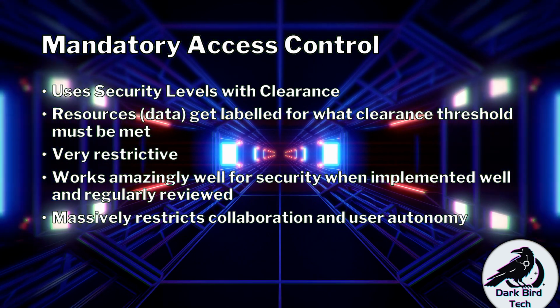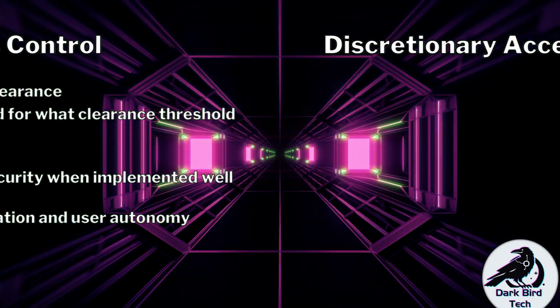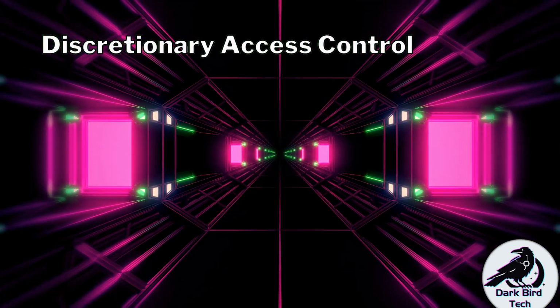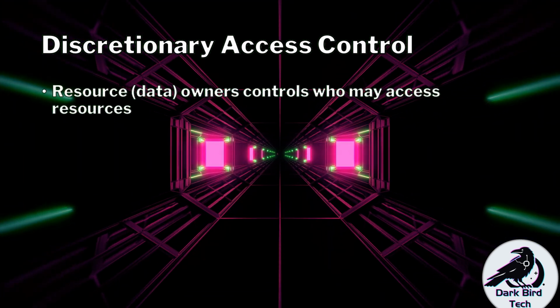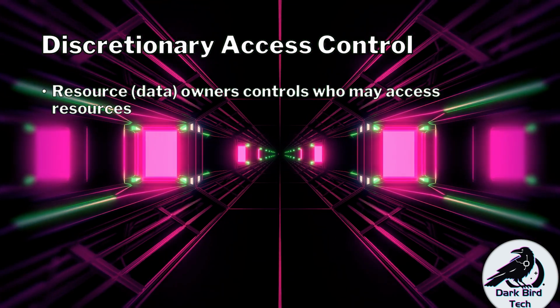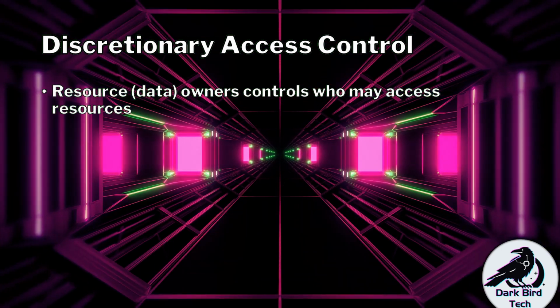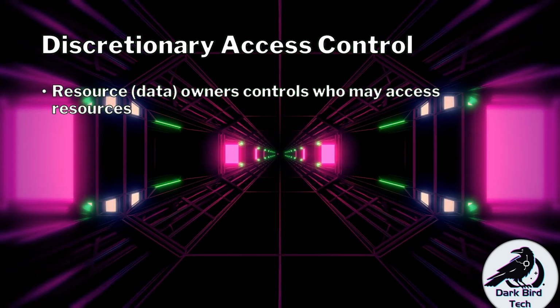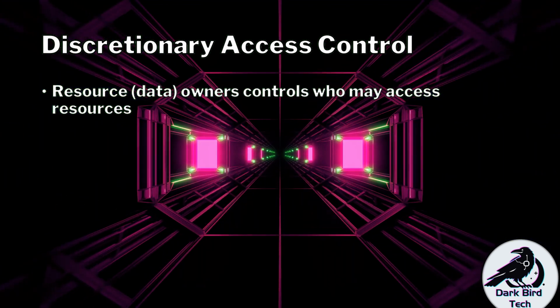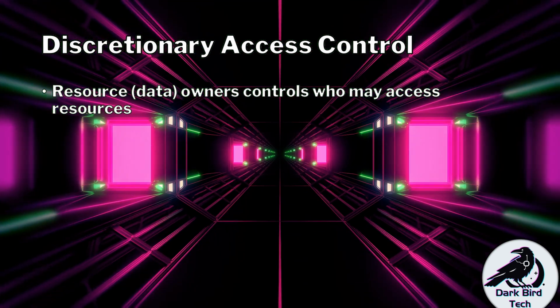Now let's go to the opposite end of the spectrum when it comes to strictness. Discretionary access control. So with discretionary access control, the resource owners or the data owners control who may access their resources. Now this is taking advantage of conventional file system behavior in both Windows and Linux. So what will happen here is this.